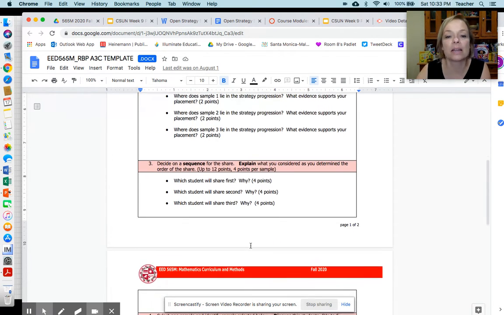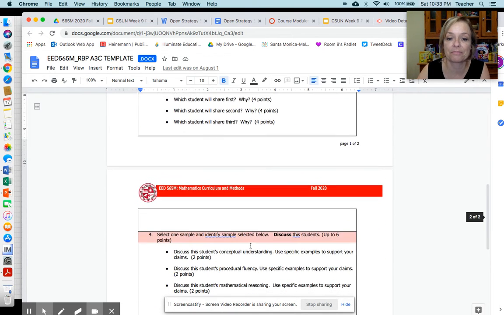Then you're going to decide who's going to go first. Which sample will share first and why? Which sample will you share second and why? And which student will share third and why? And remember that the students are the ones that will be talking about the strategies.